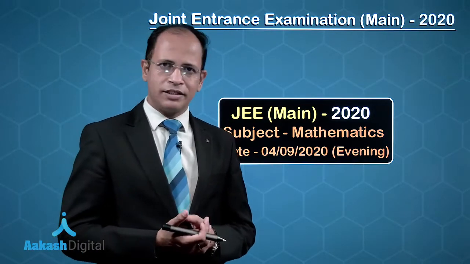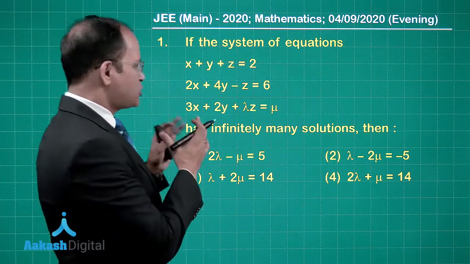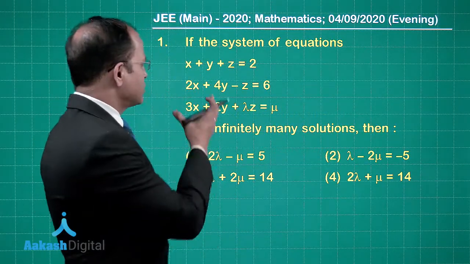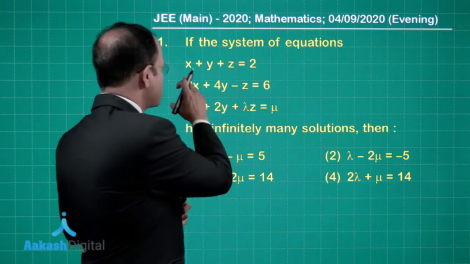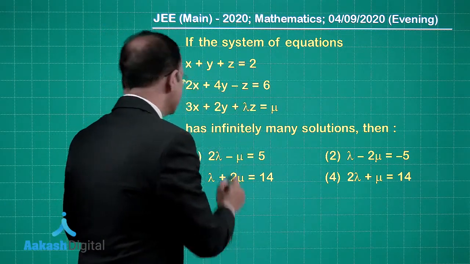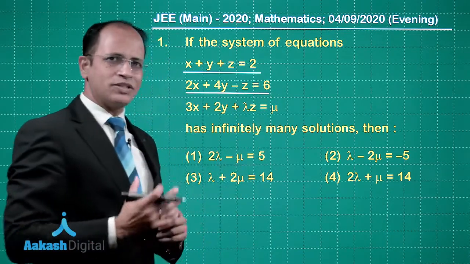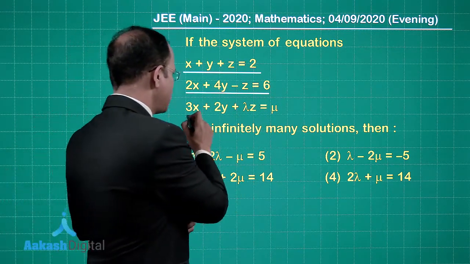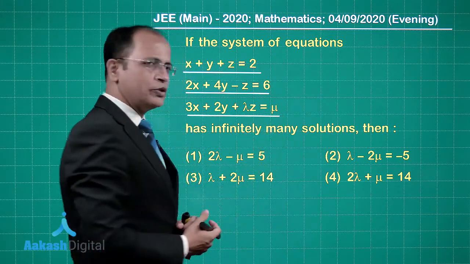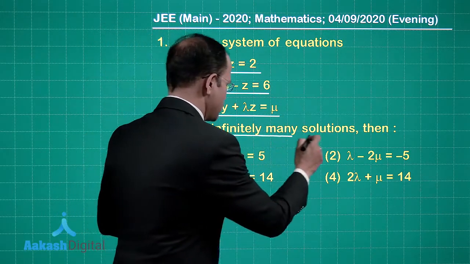Now let's discuss this paper. If you see the first question, it has been given that a system of equations, which is x plus y plus z is equal to 2, and 2x plus 4y minus z is equal to 6. Also we have 3x plus 2y plus lambda z is equal to mu, which has infinitely many solutions.